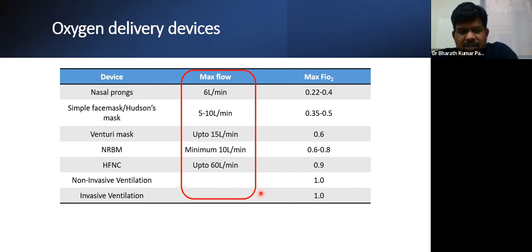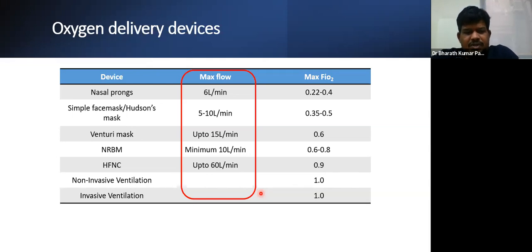Coming to the non-rebreather mask, we have a high concentration face mask with a bag which acts as a reservoir. The minimum flow that should be given is 10 liters per minute, because we should make sure that the bag is full, and also it moves with the patient's breathing pattern, that the bag collapses a bit with the inspiration and again expands back by filling the reservoir. And the maximum FiO2 that could be delivered with NRBM is 0.8.